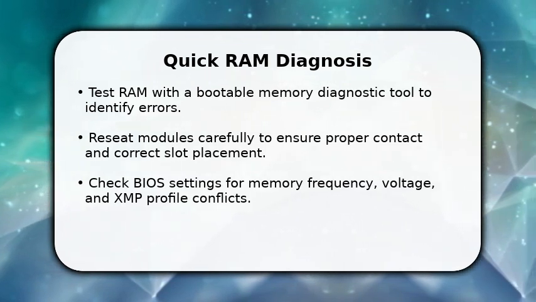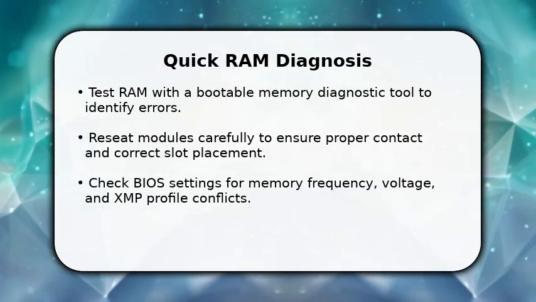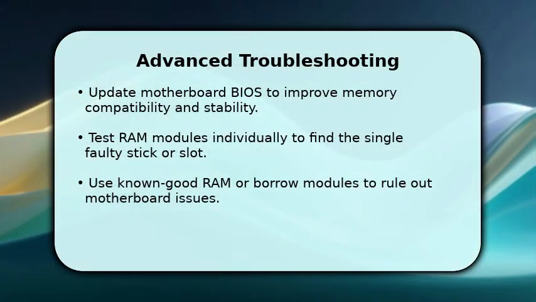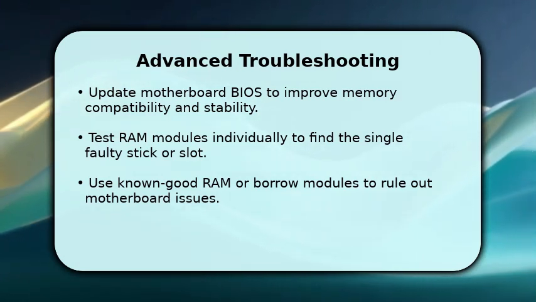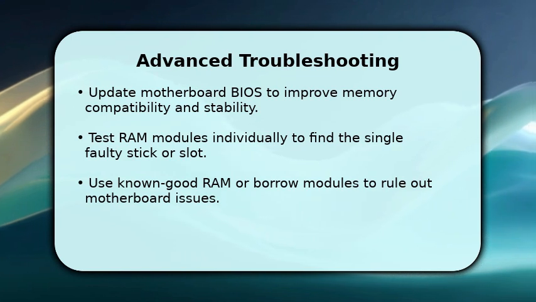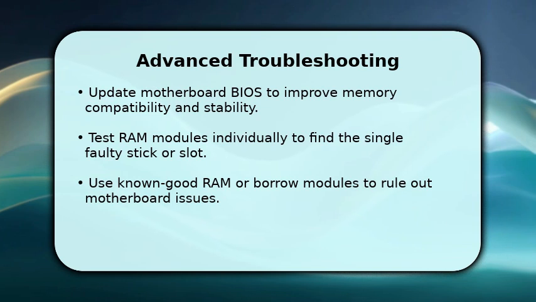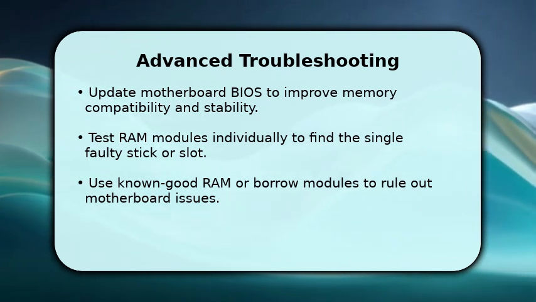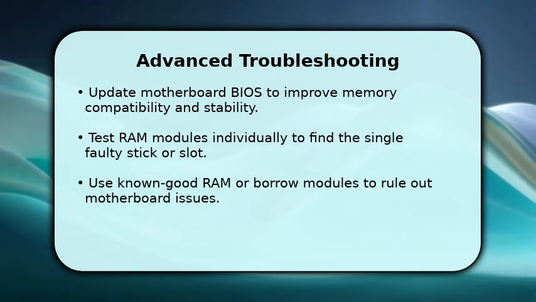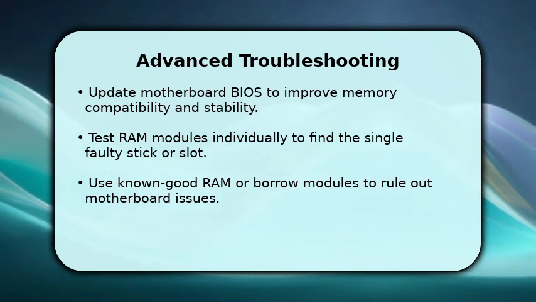If a stick fails testing, replace it or run single-stick tests to isolate the faulty module. When simple fixes fail, update your motherboard BIOS to the latest stable release to improve memory compatibility and bug fixes. Swap in a single known good RAM module and test each slot to identify a bad DIMM or faulty slot. Use memtest or built-in diagnostics for extended passes to confirm stability.